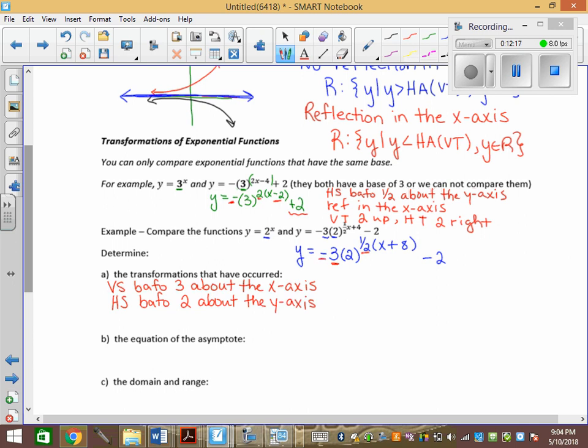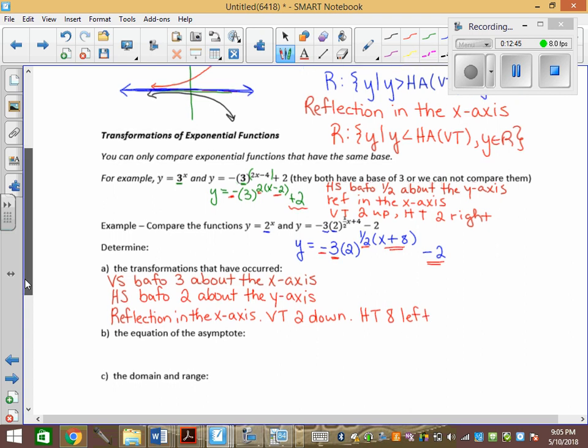I have a negative in front of the 3, so I have a reflection in the x-axis. This 2 at the back, I have a vertical translation 2 down. And this 8 here, I have a horizontal translation 8 left. And I'm done. So what's the equation of my asymptote?